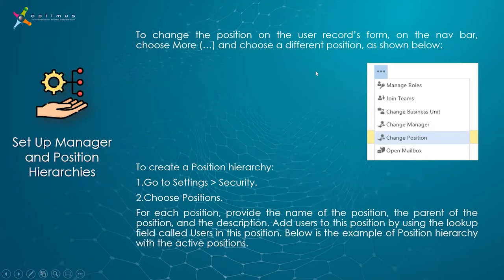Okay, to change the position of a user, you could go directly and click on the three dots icon and choose a different position. In the same way, you could select the person and manage roles, join to the team, change business unit, change manager, and an option to change position is going to be there. So if you want to change that position, you just need to select the user and select change position, and it's going to be directly available there. It's something that is going to make things easier and it's really quick.